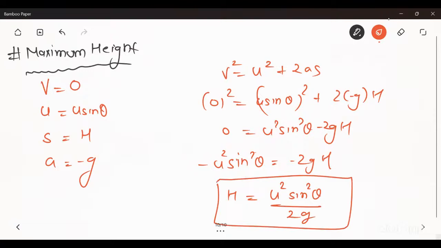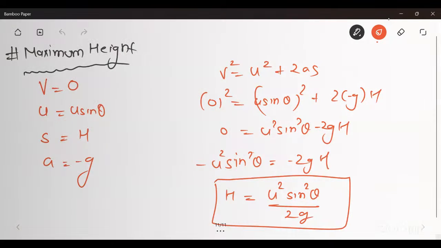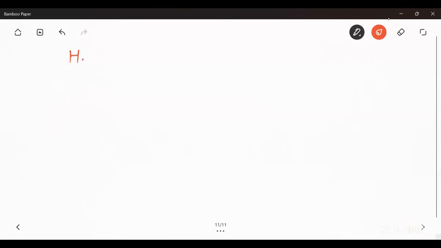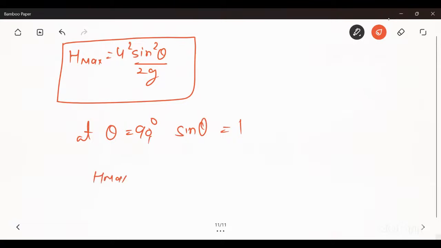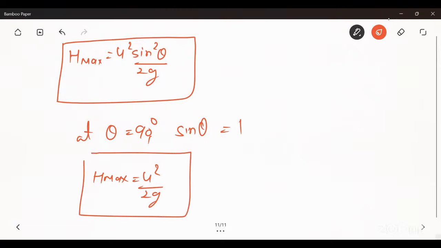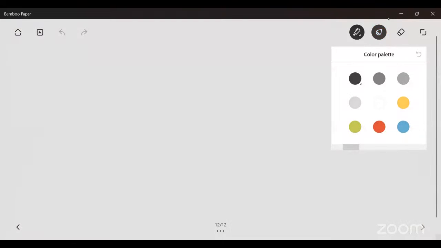Okay. So the maximum height H max is equal to u square sin square theta by 2g. So at theta equal to 90 degrees, sin theta will become 1. So H max is equal to u square upon 2g, which is the maximum value of the height. Okay. Now come to the next one. That was your horizontal range.